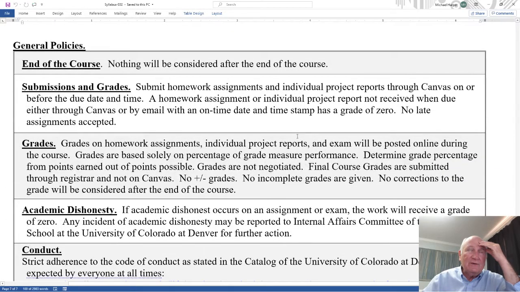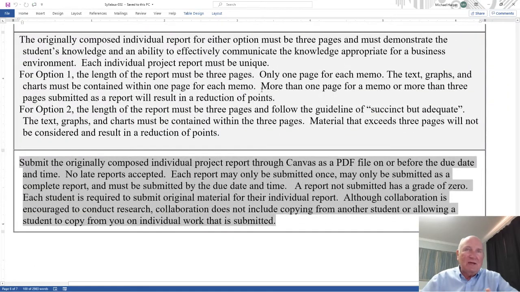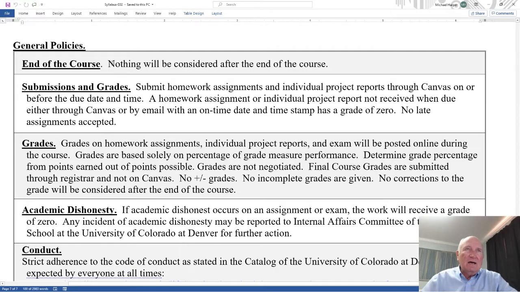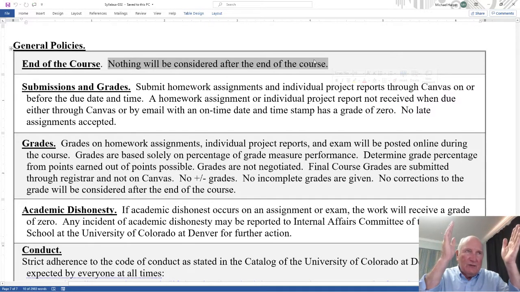And then down here are general policies. By the way, I'll give much more detail toward the end of the course. General policies. A most important policy, nothing will be considered after the end of the course. Between the beginning of the course and the end of the course, that's when all the work needs to be done, needs to be submitted. After the end of the course, nothing is considered. Everything has to be done between those two time periods, those two marks. Okay.